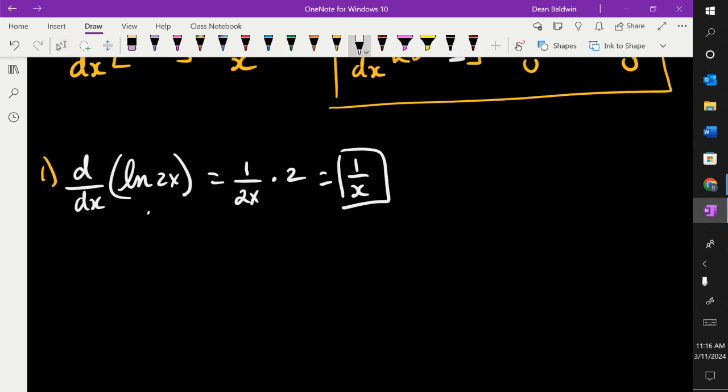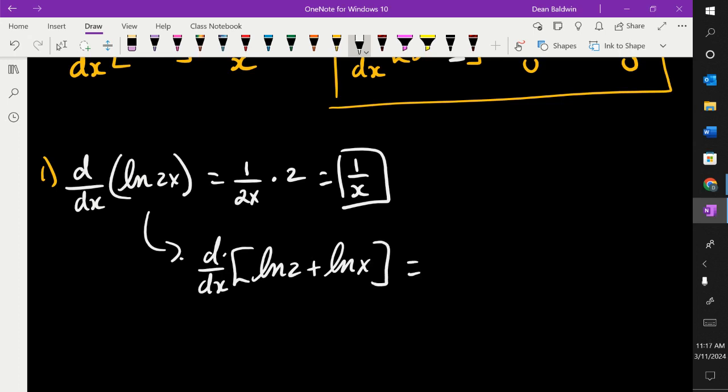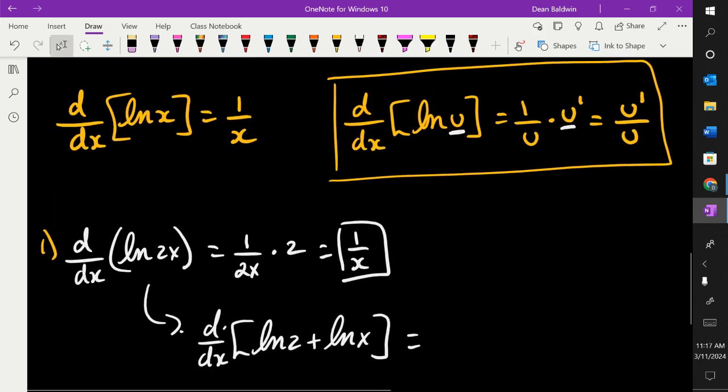Well, yeah, you could do this. You could do product, or you could break it up if you wanted to. You could say that this is actually the natural log of 2 plus the natural log of x. Does everybody agree that's the same thing? Right? I just broke up the arguments. Natural log of 2 is a constant, right? What's the derivative of any constant? 0. What's the derivative of natural log of x? 1 over x. So you can do it that way if you want to.